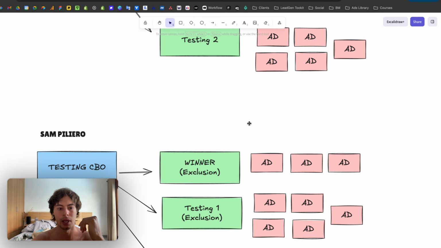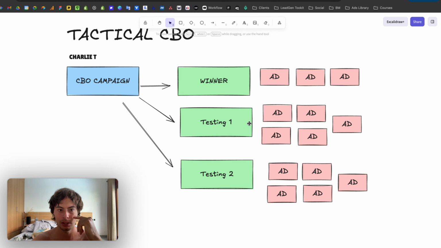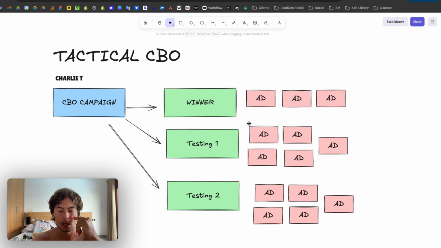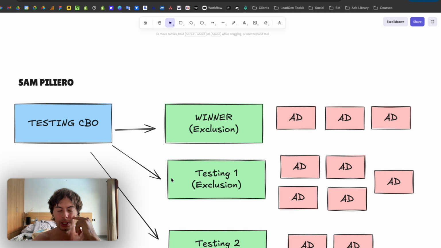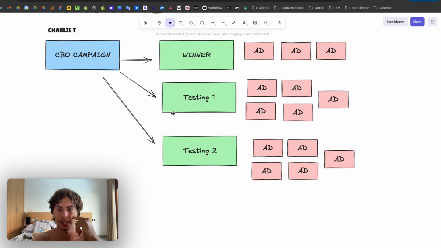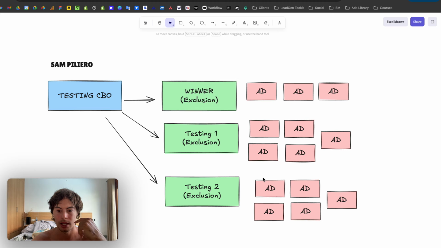And then we go to Sam Piliero's strategy, I hope I'm saying that correctly, which is similar to Charlie's in some ways, but a bit different in other ways. So we're still using a CBO campaign here in this structure, but as you can see, it's a bit different. We still have the same structure right here, which is a testing campaign: winner, testing ad set 1, which is essentially a bunch of ads. It can be a concept, an avatar, an angle, stuff like that. Testing 2, same thing. And then we have all the ads inside, and whoever is winning is going to be moved into the winner.